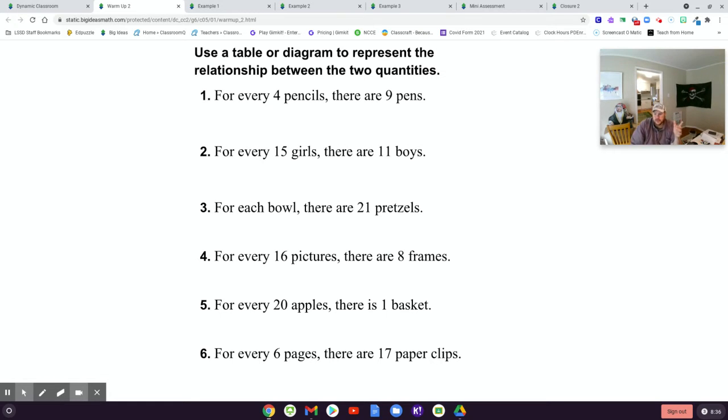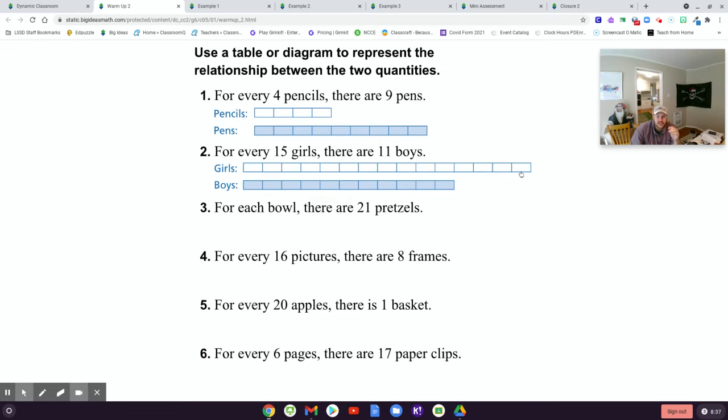So what you're going to do when you're doing 5.1, it helps to make some diagrams sometimes. These are called tape diagrams. So for example, if you're going to draw a diagram that shows every 4 pencils, there's 9 pens, you could just label this pencils, draw 4 boxes, pens, 9 boxes. The main thing is try to make the boxes equal size. There you go. Every 15 girls, there's 11 boys. So you do the 15 girls and the 11 boys, and there you can compare them. So these are called tape diagrams.